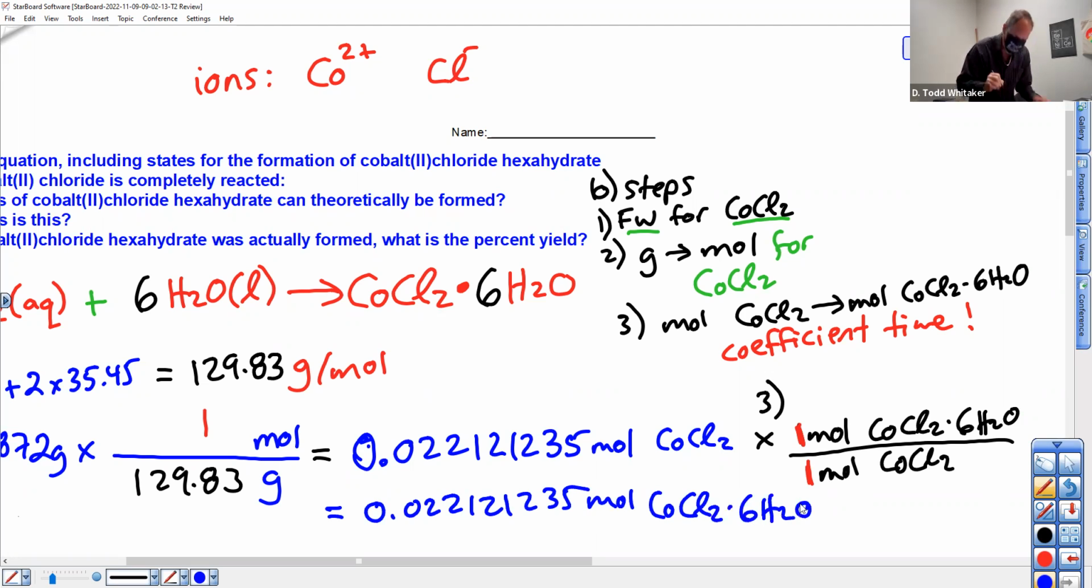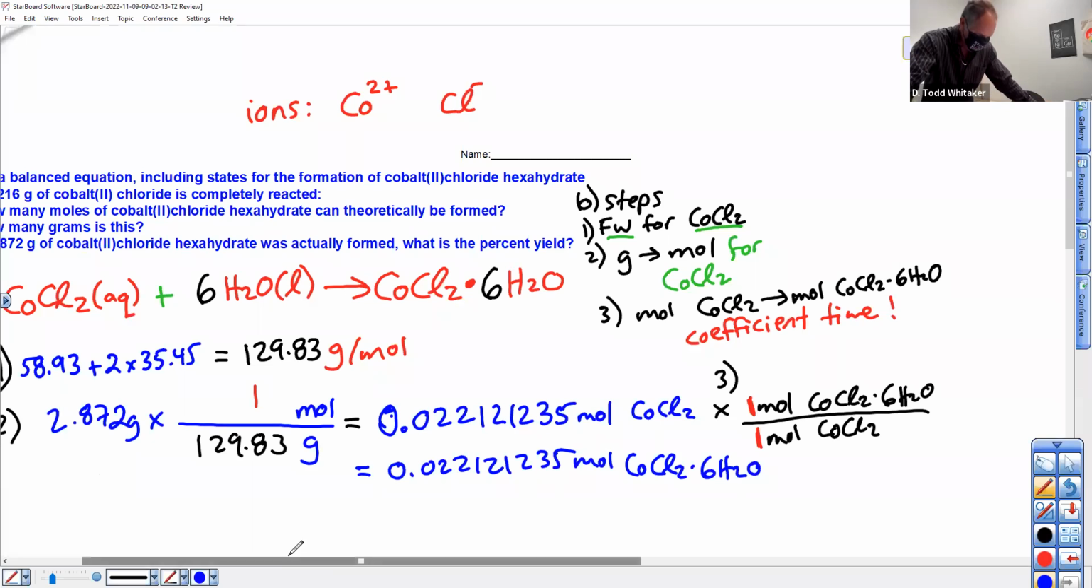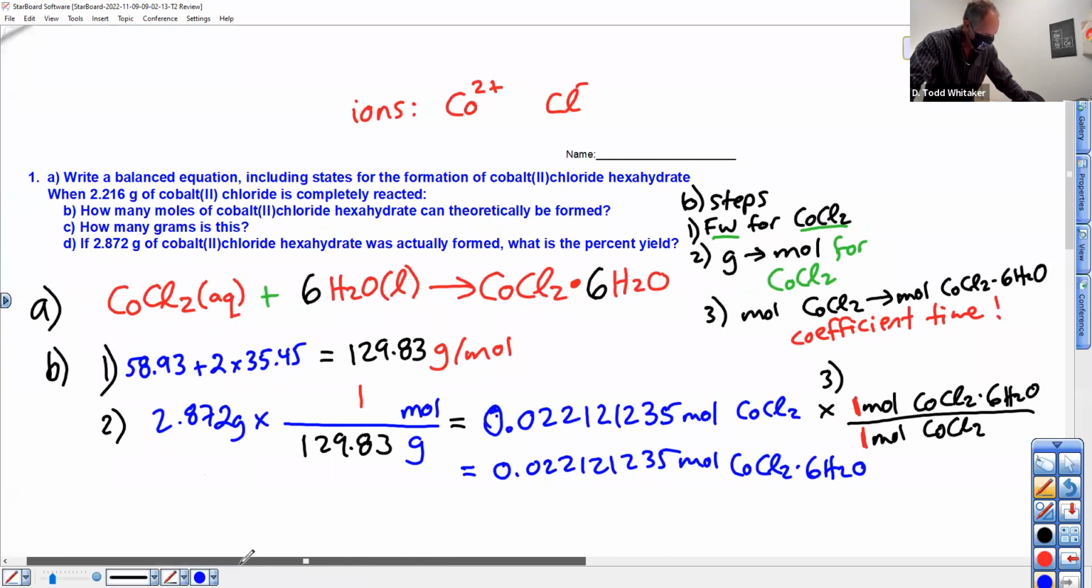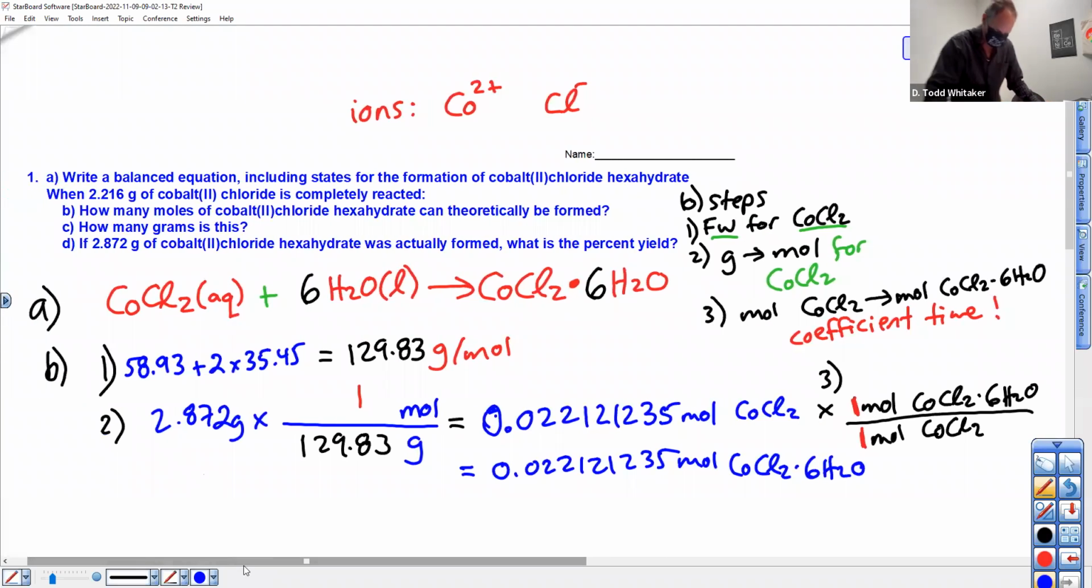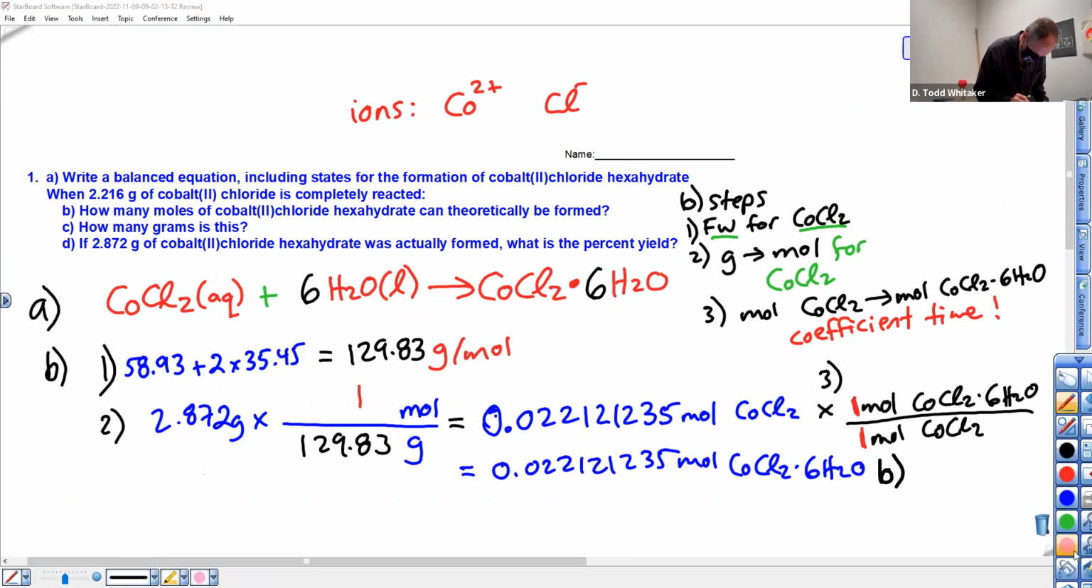There's the answer for a question. Was it B? I think it's B. Yeah. So this is the answer for B. Highlighting on my answers. Yellow highlighter. Time is ticking.